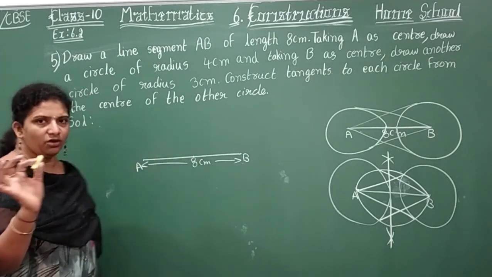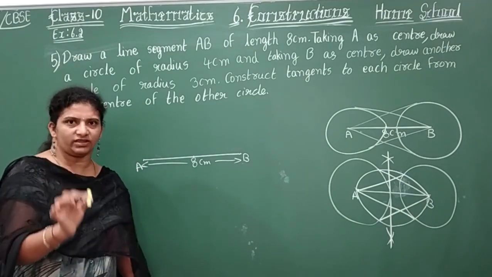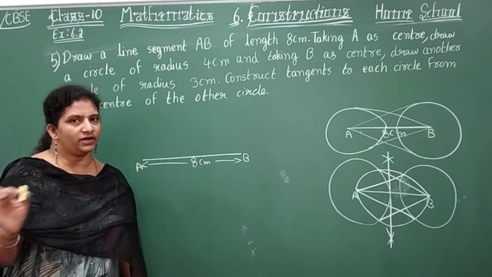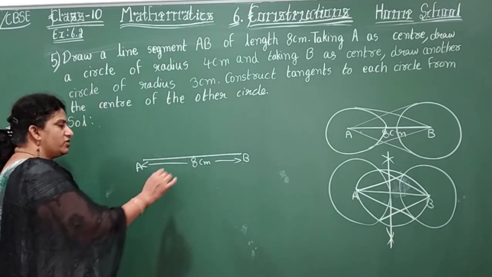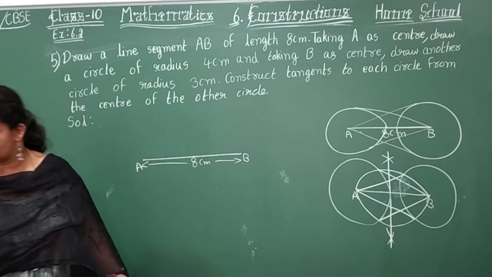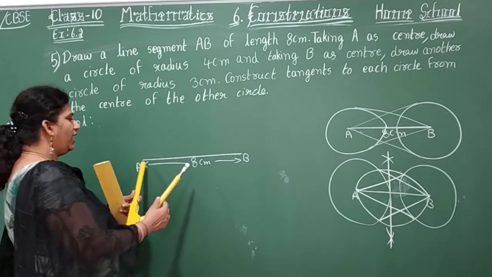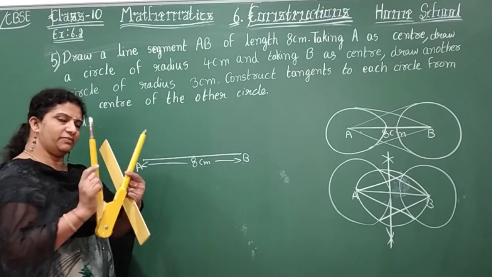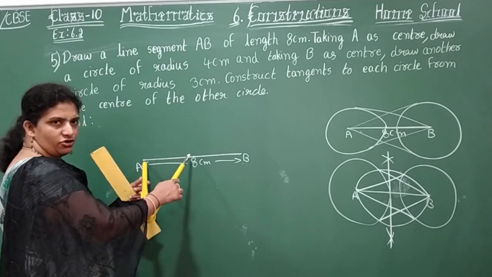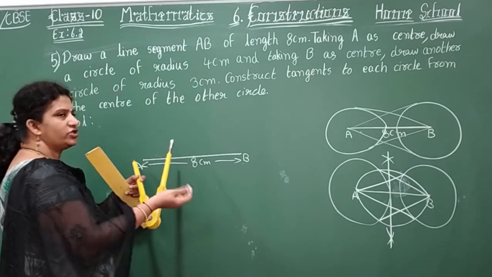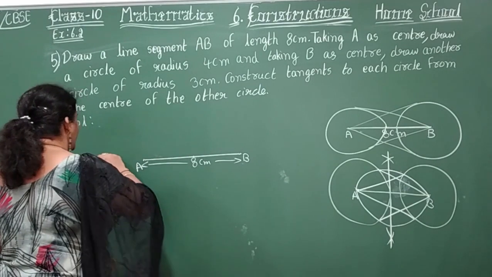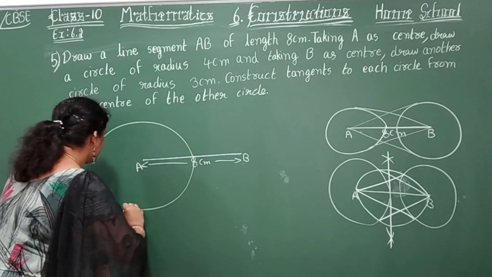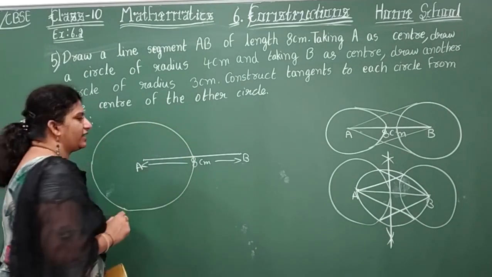So just without construction tools, I am doing it freehand, children. Please do it properly with your proper construction box. So now from A as a center, like this you have to put A as a center and 4 centimeters as a radius. Draw a circle. So shall I do it freehand? So A as a center with 4 centimeters, draw a circle.